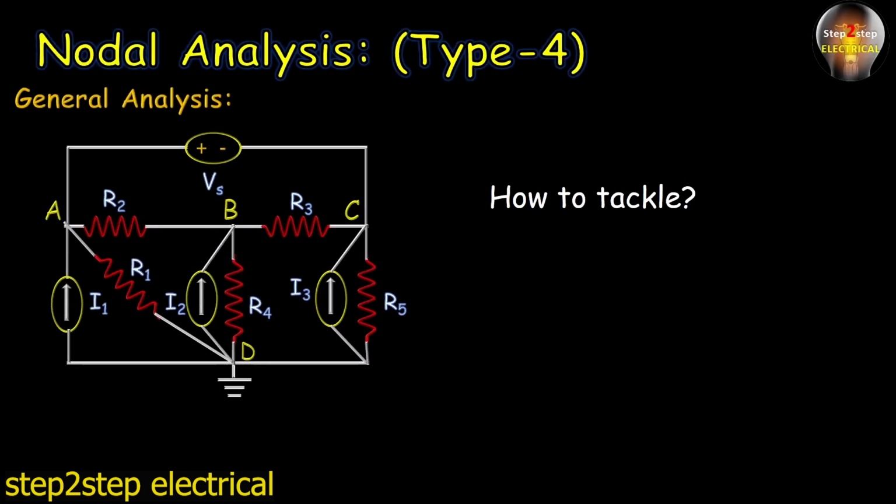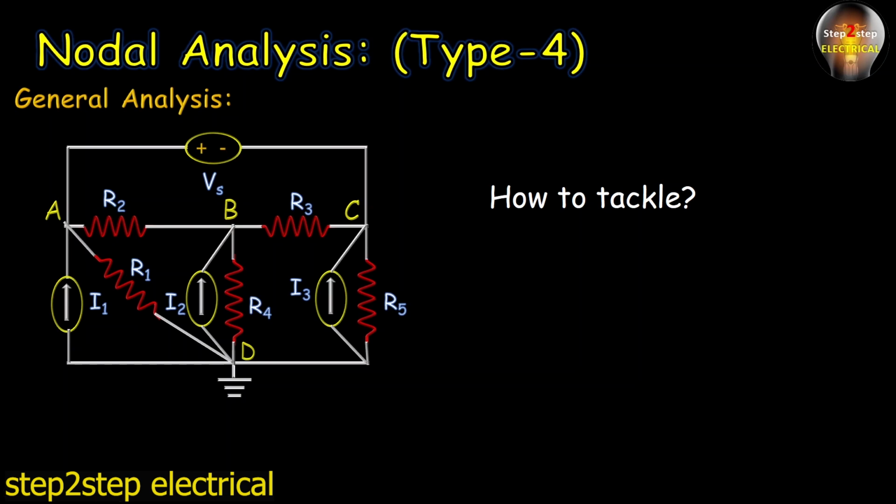Okay, the main thing is how to tackle this. First of all, you can see there are three nodes which are unknown and the fourth node is known. We never apply KCL at this node, because the voltage of this node is 0, which is known. But do we have to apply KCL at each of the nodes? No. That's why it is type 4. So how to tackle it is the main thing.